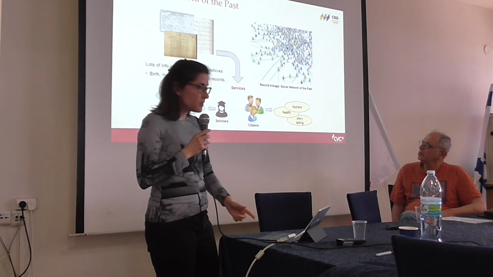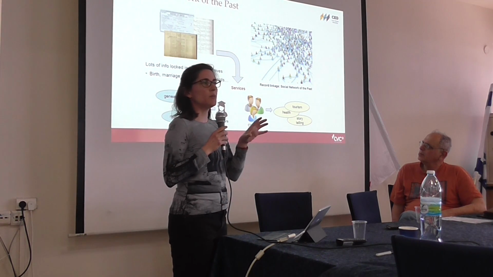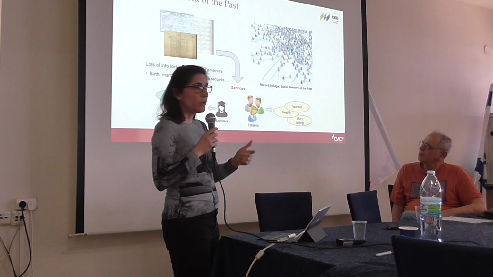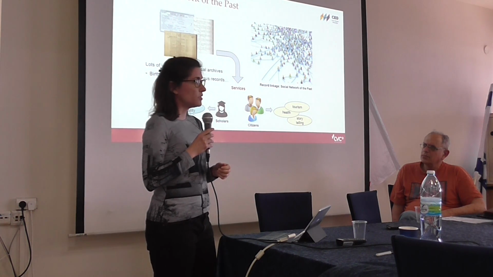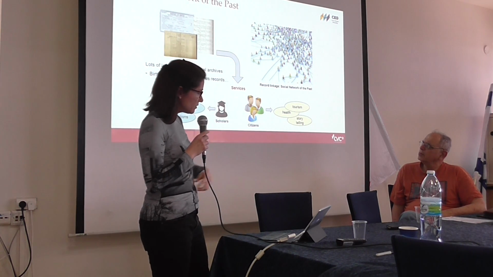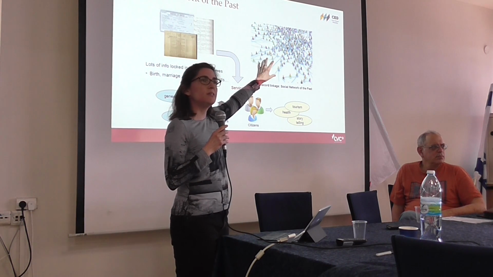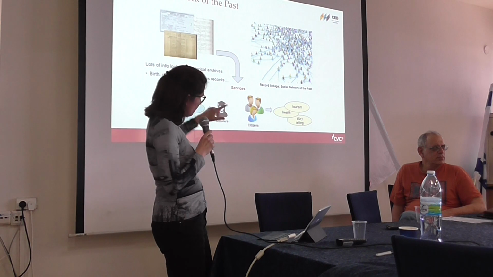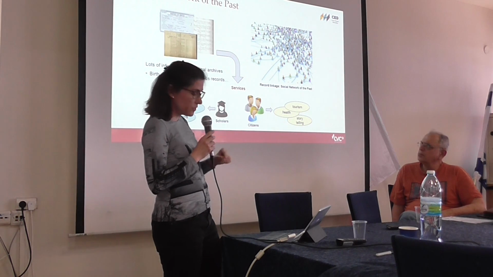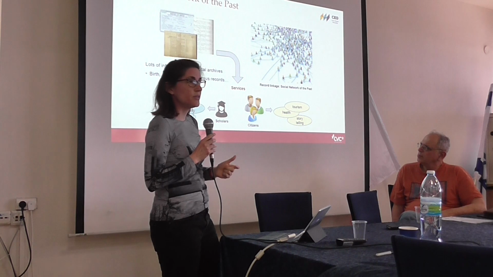And how do we do this? We take demographic documents, birth, marriage, and death certificates, also local census, and we extract the information, linking all the data, and from this we have two different outcomes. The first is for citizens.